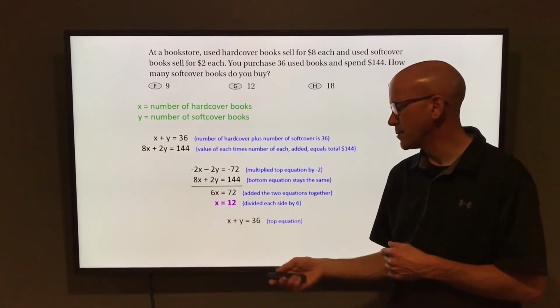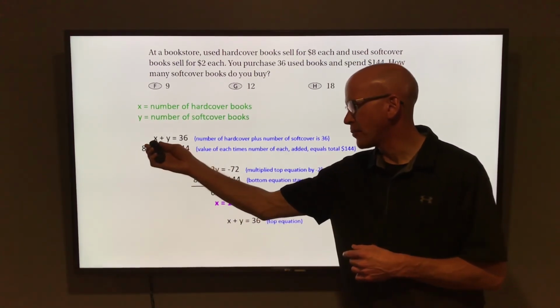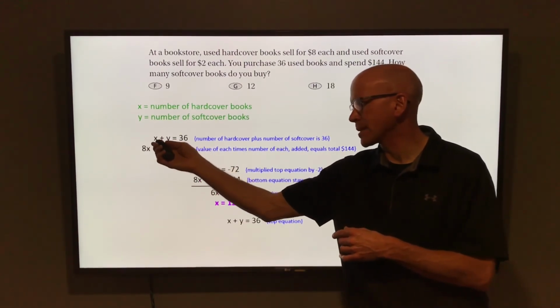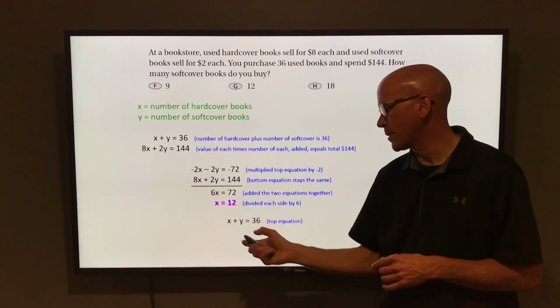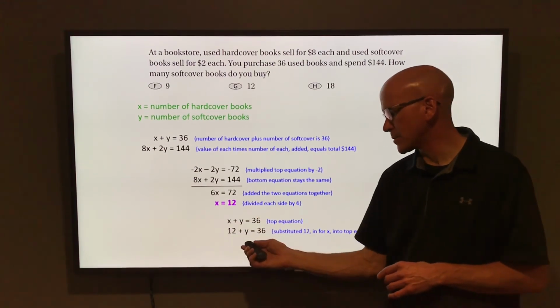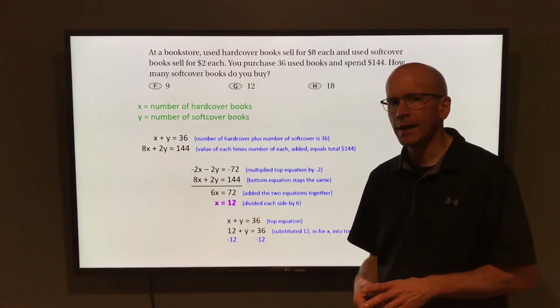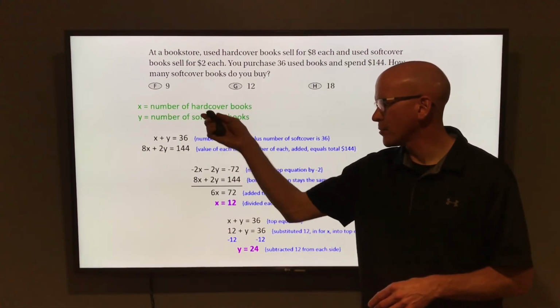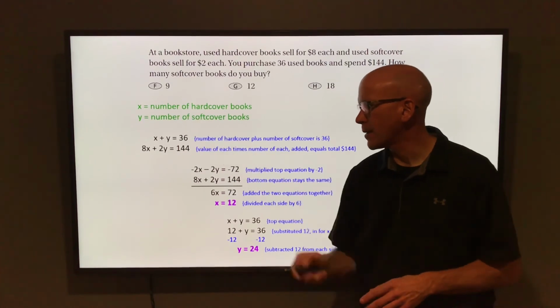Or you could substitute in, take that 12, substitute it in for x, in any equation up here with an x and a y in it. I'd go with the easy one, x plus y equals 36, put 12 in for x. 12 plus y equals 36. Then of course, y, like I told you before, is 24. 12 hardcover books and 24 softcover books.